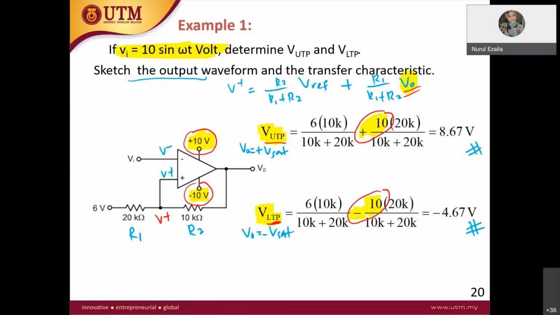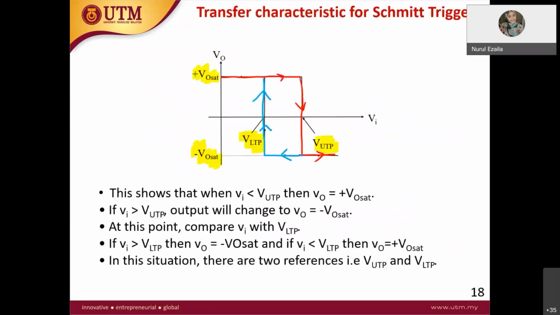So the question asks you for the transfer characteristic curve and also the output waveform. For the output waveform, you need to apply the comparator method, like you have done in the comparator. The transfer characteristic curve is where you have this kind of curve. This is the transfer characteristic of the Schmitt trigger, where you have the VUTP as well as the VLTP.